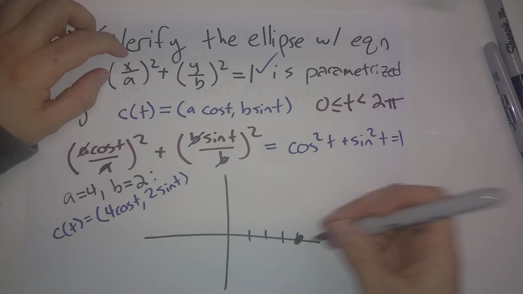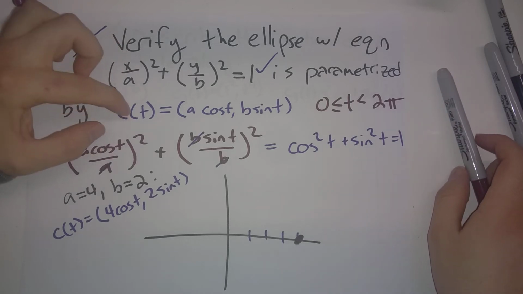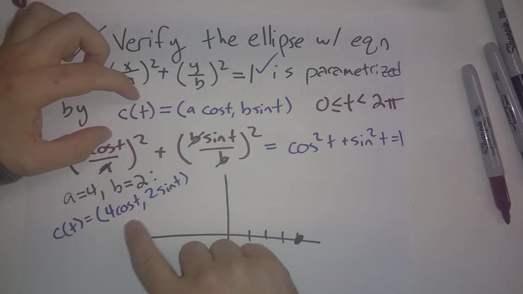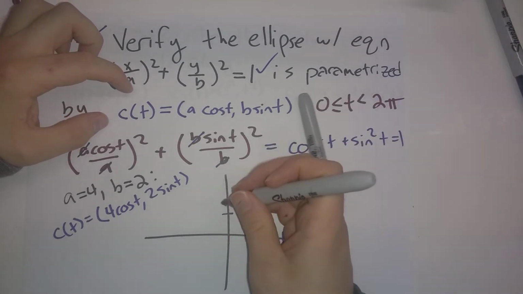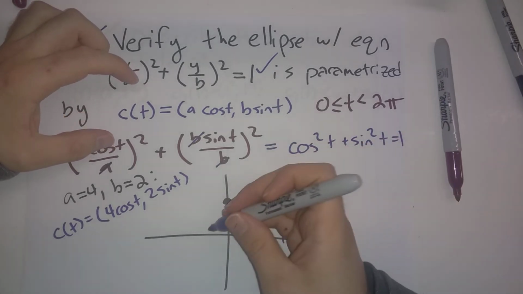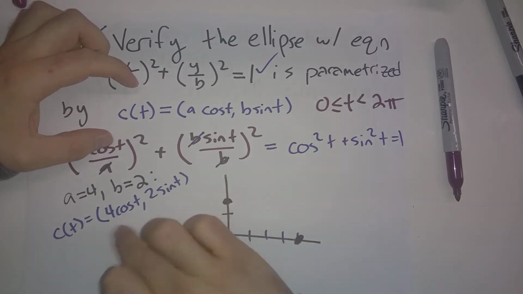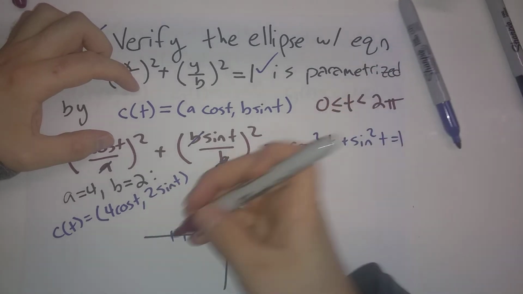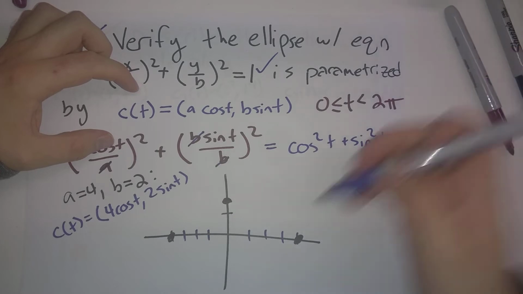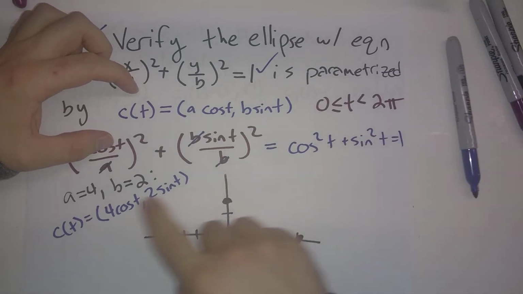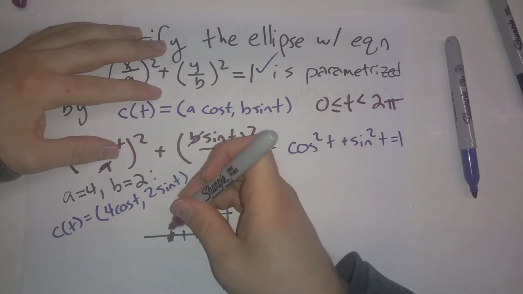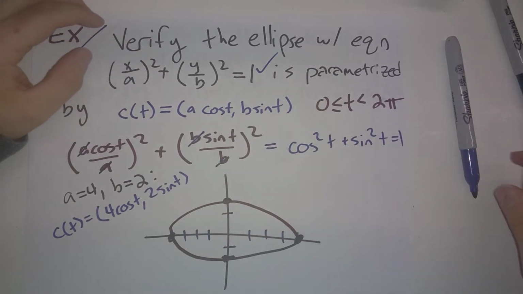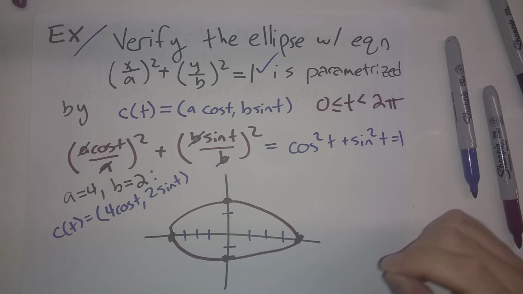So that's over here. When t is equal to pi over 2, we have 0 comma 2. When t is pi, we get minus 4 comma 0. And when t is 3 pi over 2, we get 0 comma minus 2. So there is our ellipse that we can trace out here.